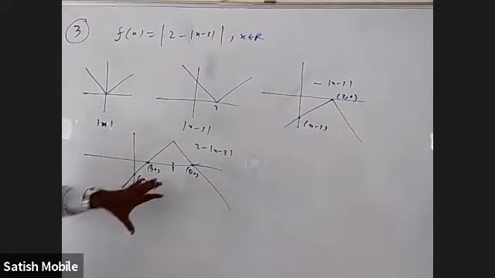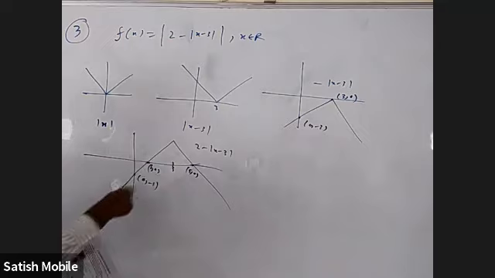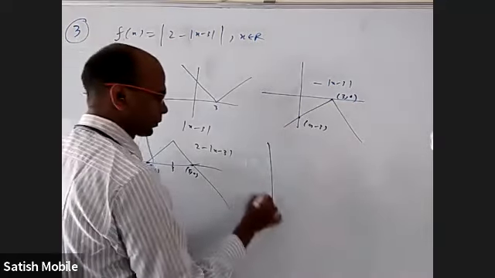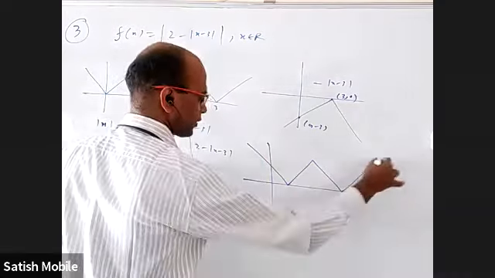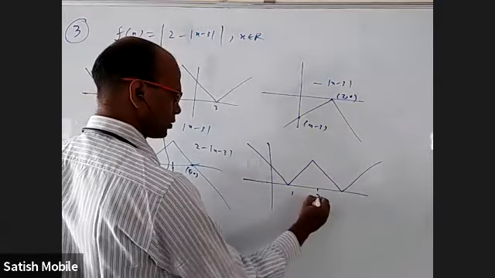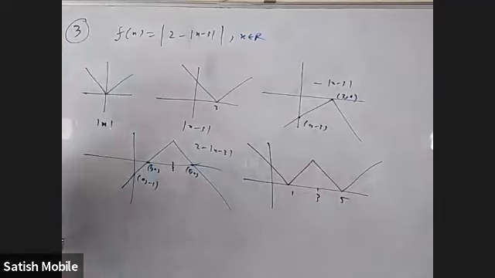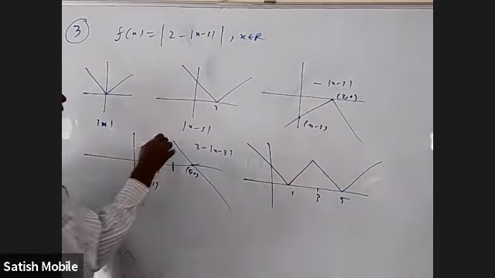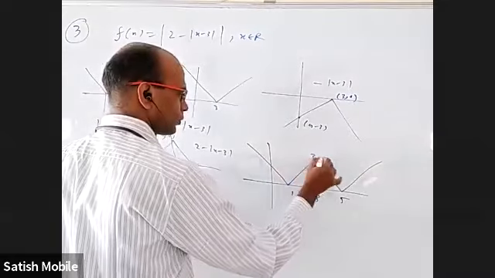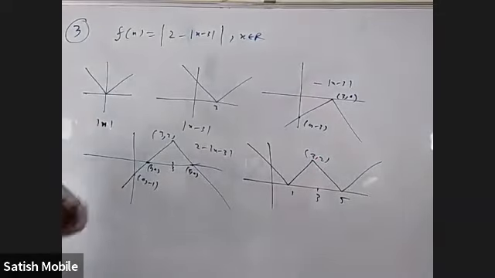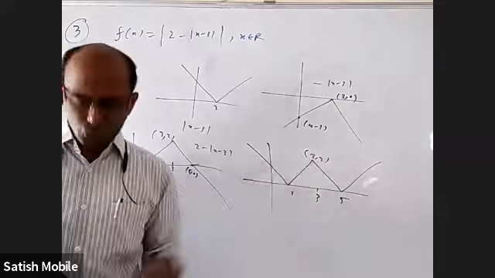Now if I want to take mod of this, the negative parts will become positive. This is the graph. This is 1, 3, 5. This point is actually 3 comma 2. This is still 3 comma 2. When you look at the final graph, it is somewhat like a W shape.